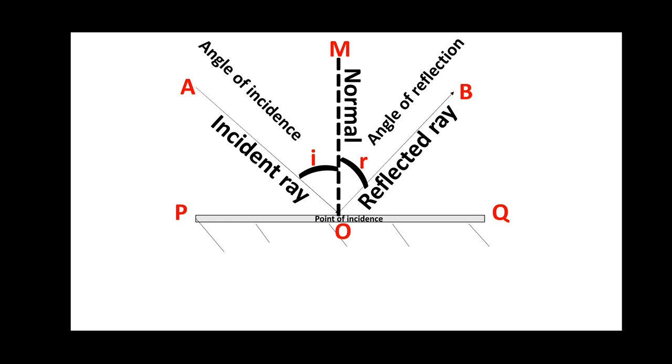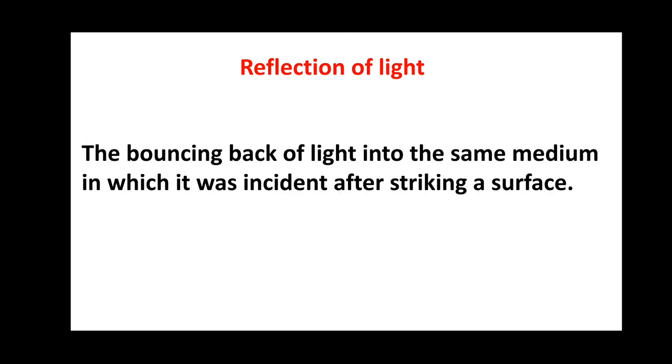We can define reflection of light as the bouncing back of light into the same medium in which it was incident after striking a surface. Medium means air or water, etc. Different objects have surfaces of different natures. Some may be very smooth, some fairly smooth, some rough, or some may be too rough. Depending upon the nature of the surfaces, reflection can be regular or diffused.